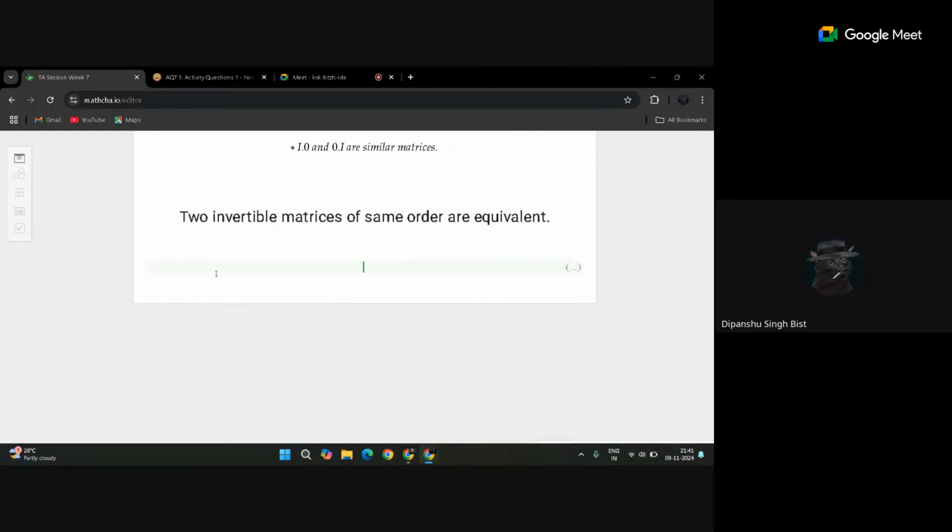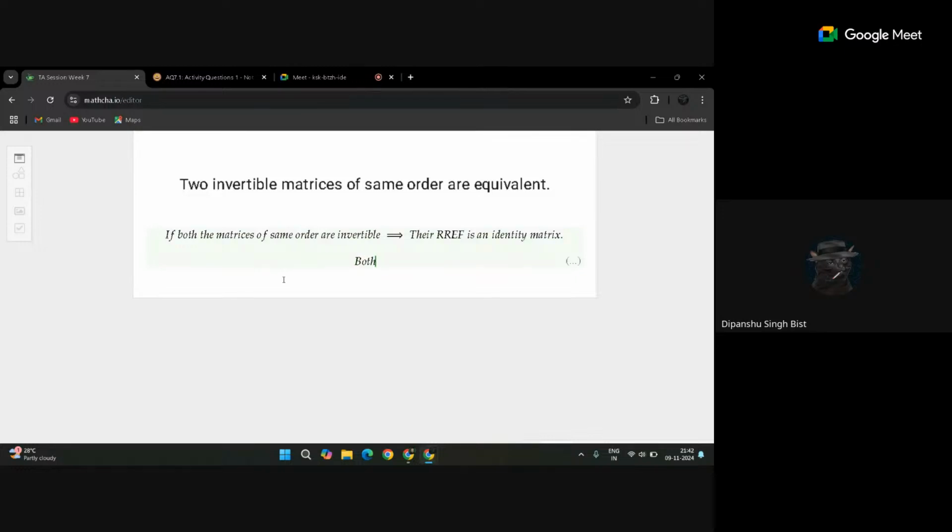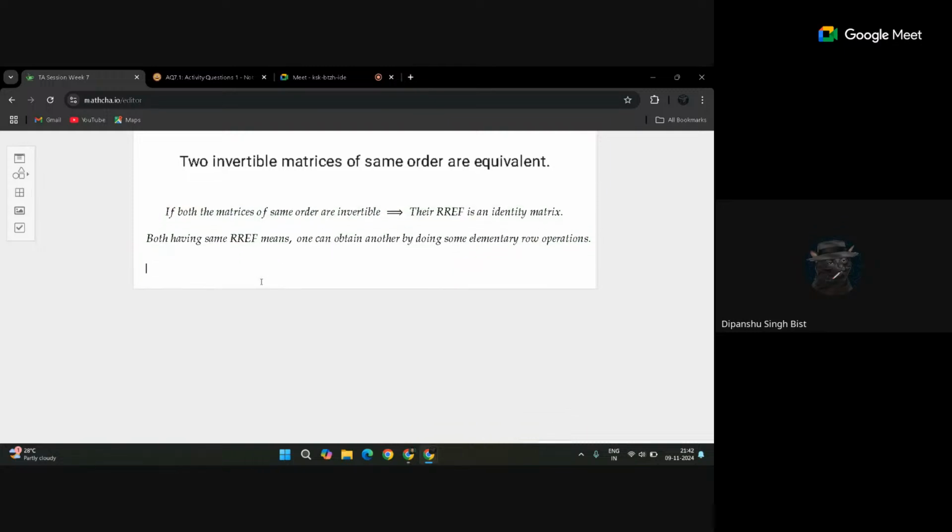So from rank you cannot determine that, but one thing you can do. If both the matrices of the same order are invertible, this would say that their RREF is an identity matrix. Okay, both have the same RREF. Both having the same RREF means one can obtain another by doing some elementary row operations. Is it fine?